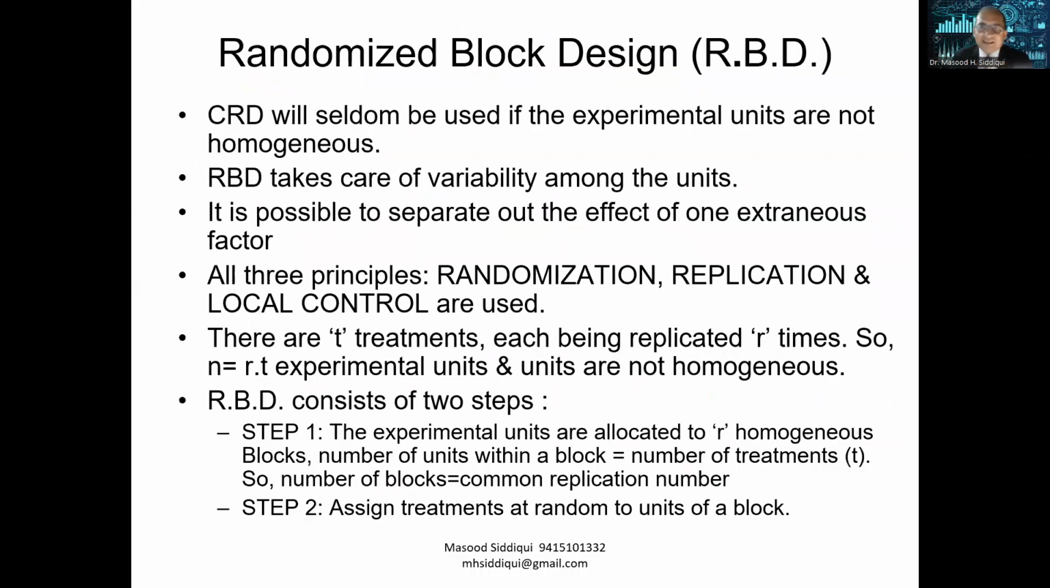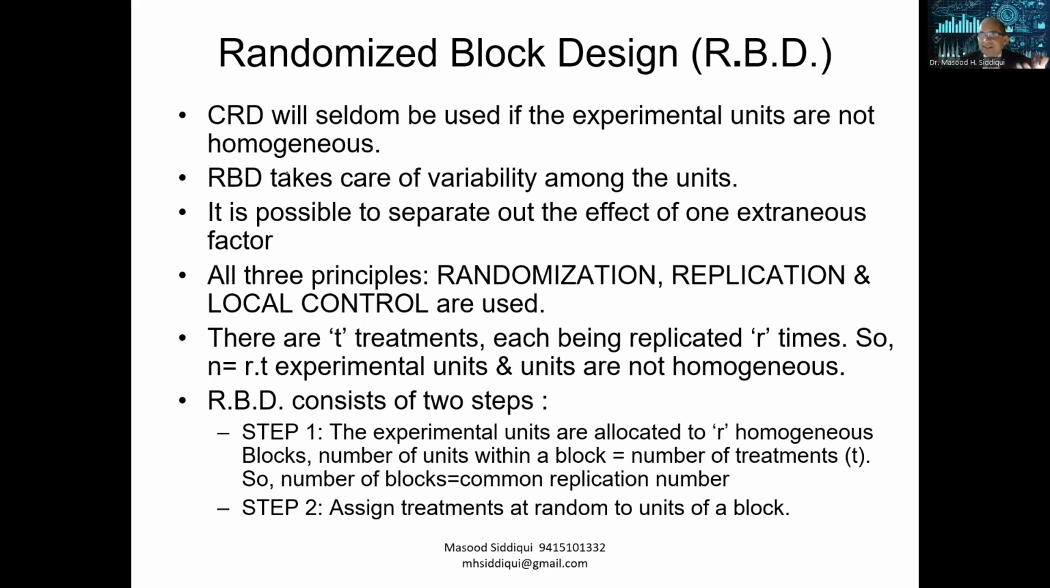The second research design is the randomized block design. As we discussed, CRD is very simple to apply, and that was a starting research design. But CRD will seldom be used if the experimental units are not homogeneous, because CRD has no local control. So CRD cannot be used if our experimental units show heterogeneity or variability. For that, we introduce the randomized block design.